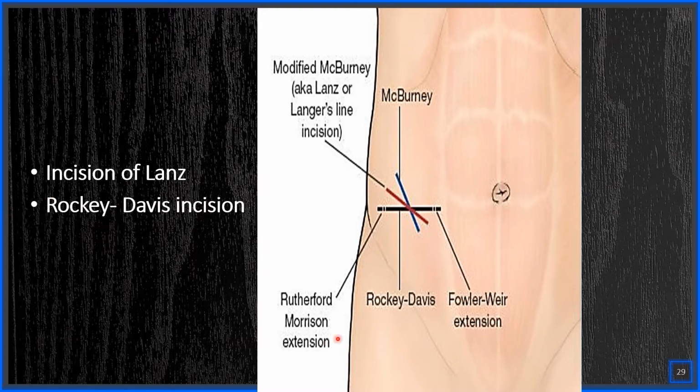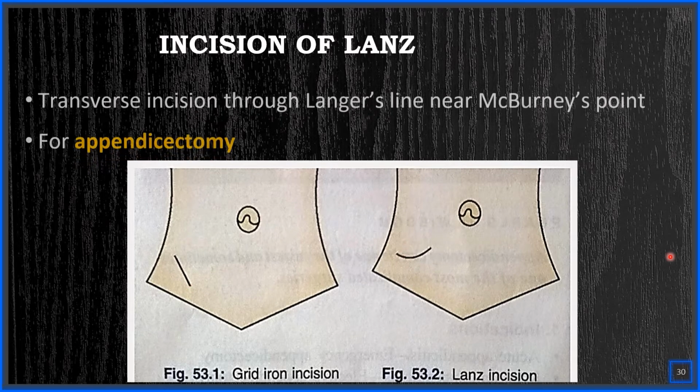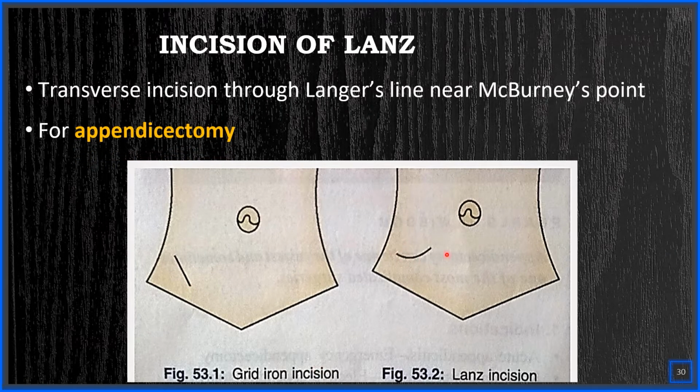That is, you have the incision of LANZ that is along the Langer's line, and the transverse incision is called Rocky-Davis incision. And the incision that is perpendicular to the spino-umbilical line is McBurney's or the gridiron incision. You can see the gridiron incision is perpendicular to the spino-umbilical line, whereas LANZ incision is along the Langer's line. The transverse incision through the Langer's line near the McBurney point. And that is also done for appendectomy.